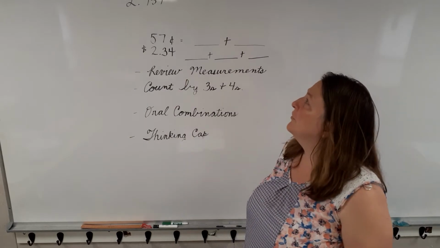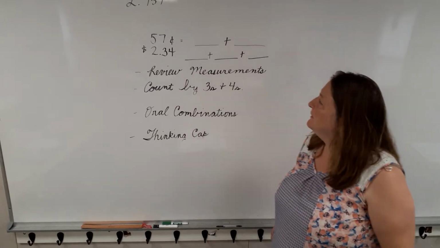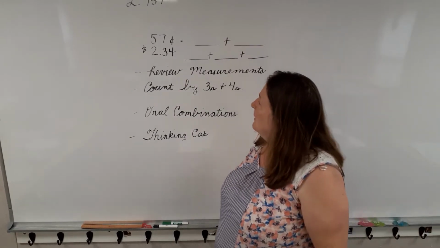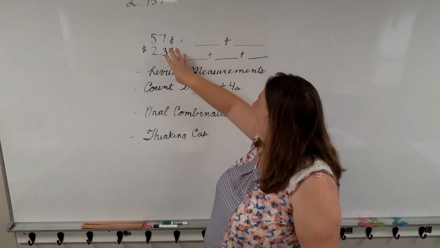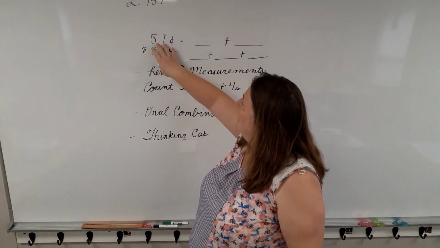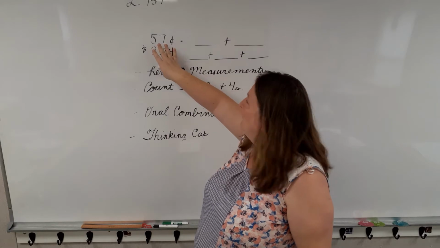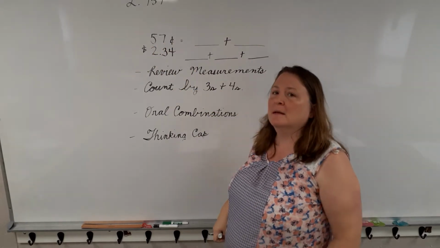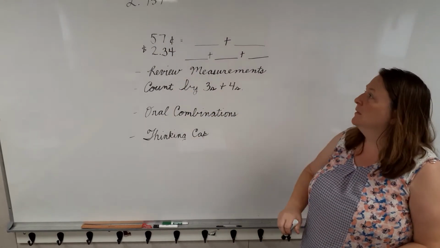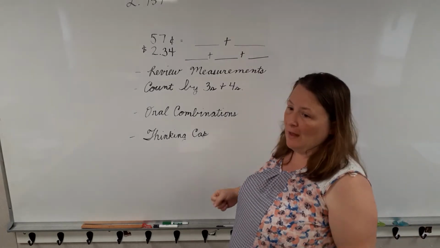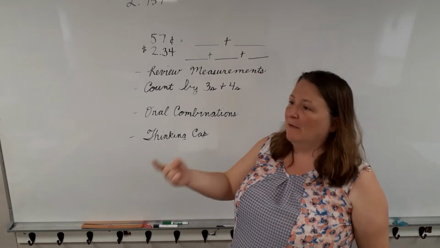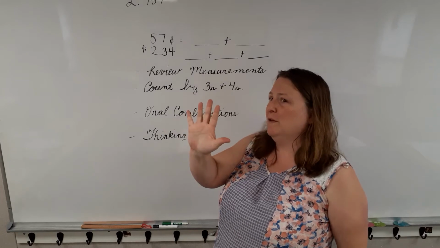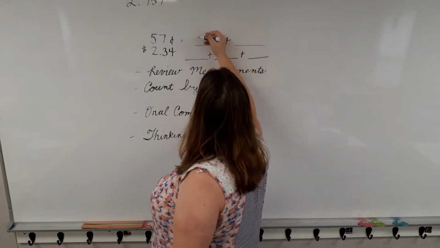We are on lesson 159 for arithmetic. Let's begin by reviewing how many dimes and how many pennies we would have in 57 cents. How many dimes? 5 dimes, because we would count by tens: 10, 20, 30, 40, 50. So we have 5 dimes.